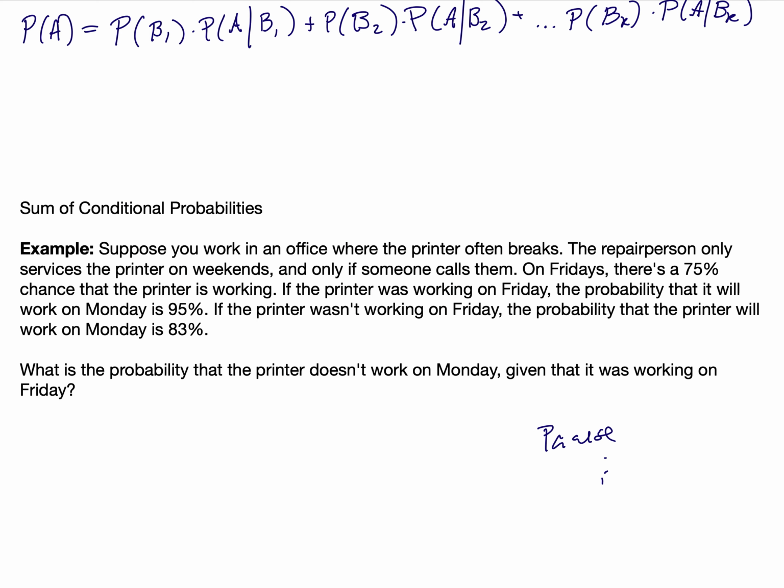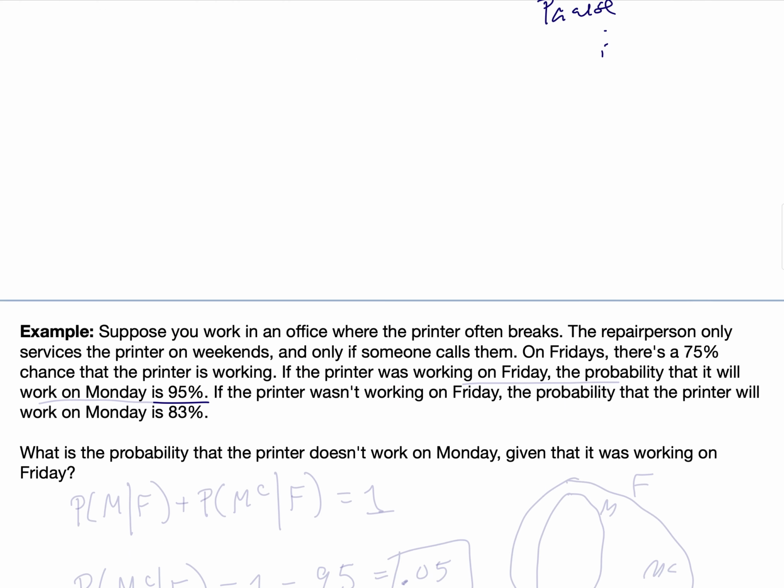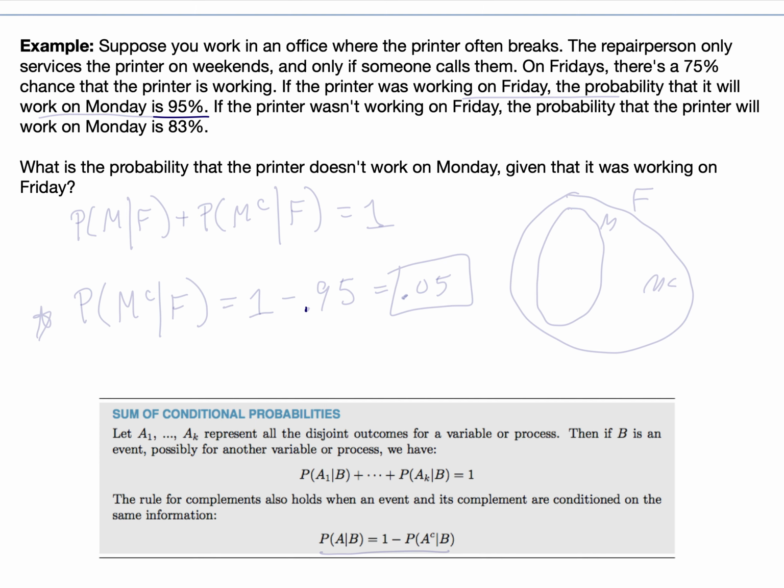Okay, what is the probability that the printer doesn't work on Monday, given that it was working on Friday? One way we could think about this is that the sample space is being reduced. So instead of all possible events, we're just working with the assumption that yes, the printer was working on Friday. And either the printer works on Monday or it doesn't.